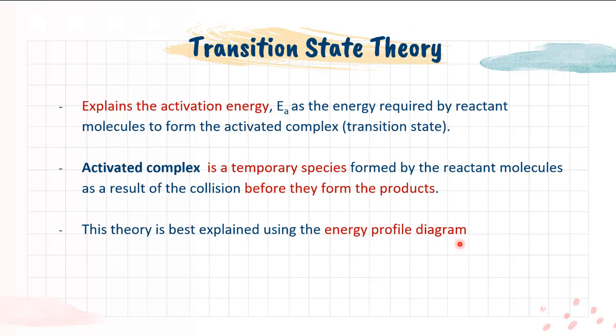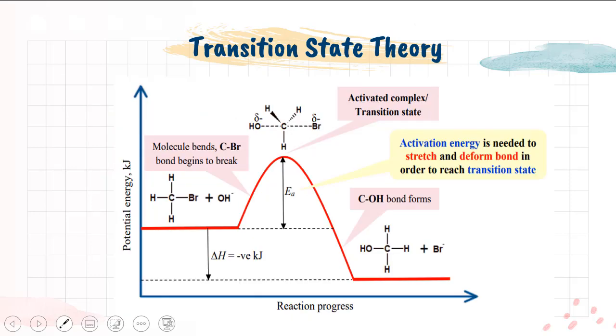So next, this is our energy profile diagram to explain the transition state theory. We have our y-axis as the potential energy in kilojoules. The x-axis is the reaction progress. Initially we have our reactants, in this case the example of CH3Br and OH minus. So this species begins to break down. And slowly, when the reaction progresses, it reaches one point where some of the bonds are in the middle of breaking up. Then it reaches this higher point, which we call the transition state.